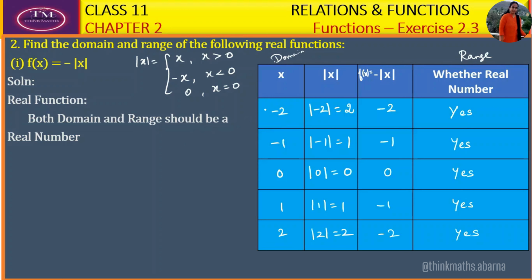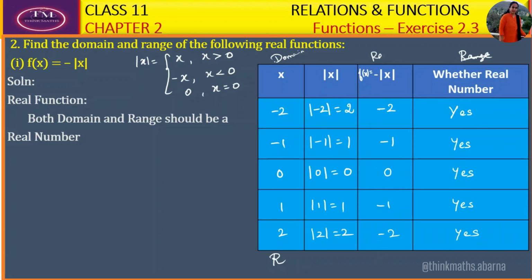So what are the domain and range? If you check the domain, it takes all the values from the real number system. We can substitute all the values: minus 2, minus 1, even fractions, rational numbers, irrational numbers. You can substitute all the numbers from the real number system. So this belongs to the real number system. What about the range?